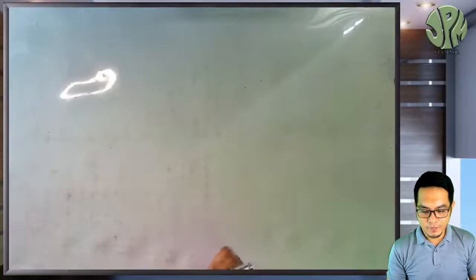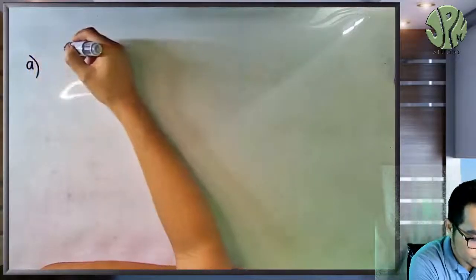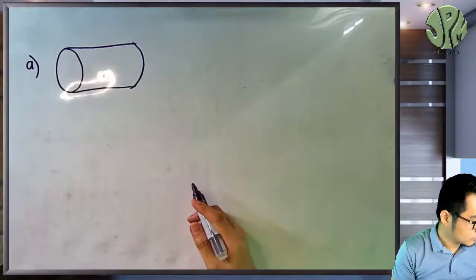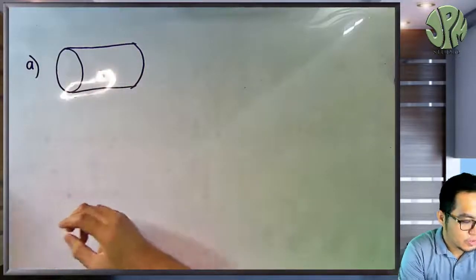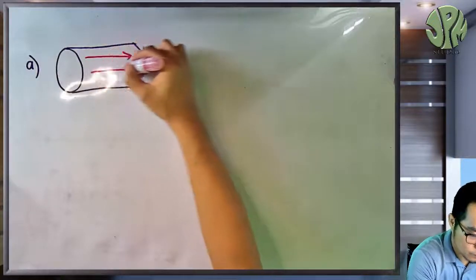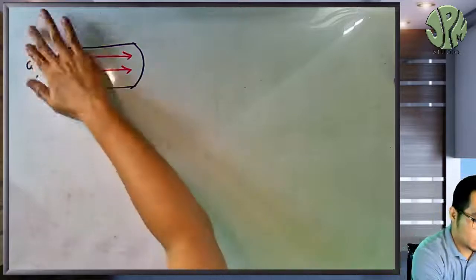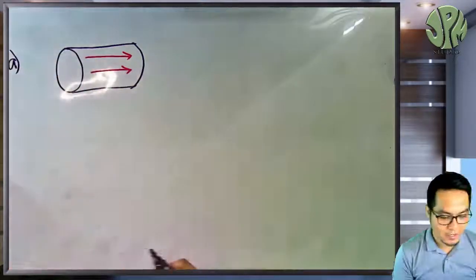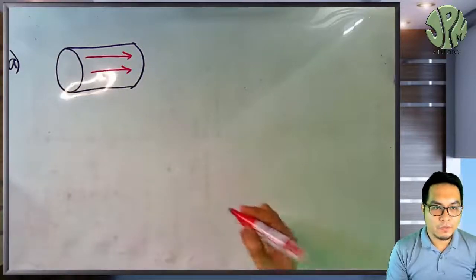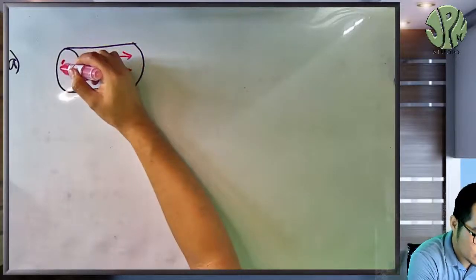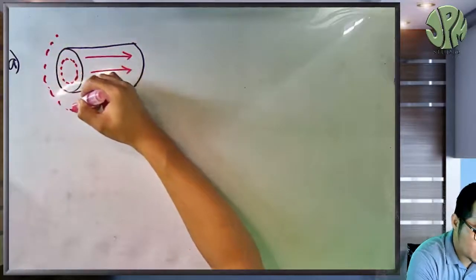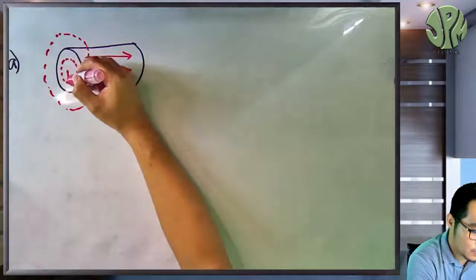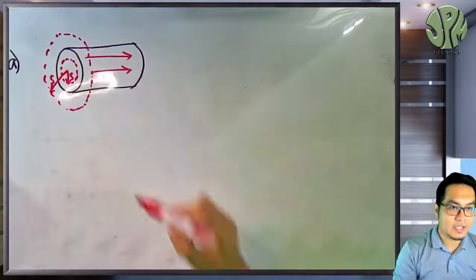I'm going to go to my board mode here. For letter A, the current is just on the surface. In order to solve for the magnetic fields inside and outside, we make Amperean loops. An Amperean loop inside and an Amperean loop outside. The radius of our Amperean loops is s, but for this one, s is less than R, and for this one, s is greater than R.